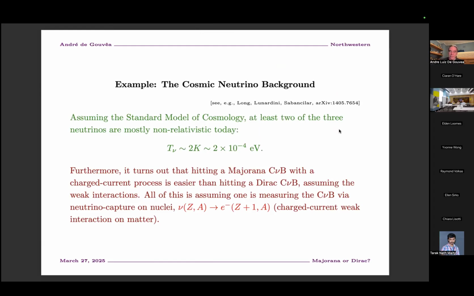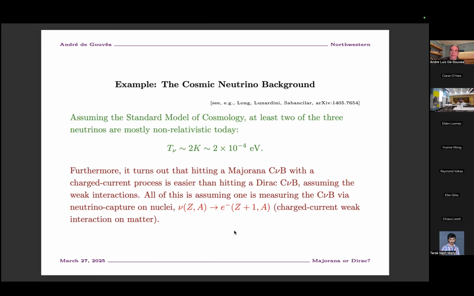So again, we know there's a cosmic neutrino background. It's characterized by a temperature that's of order 10 to the minus 4 electron volts. That's less than the masses of at least 2 of those neutrinos. That means that at least 2 of the neutrino mass eigenstates from the cosmic neutrino background today are on average not relativistic. So good, we have a source of non-relativistic neutrinos.